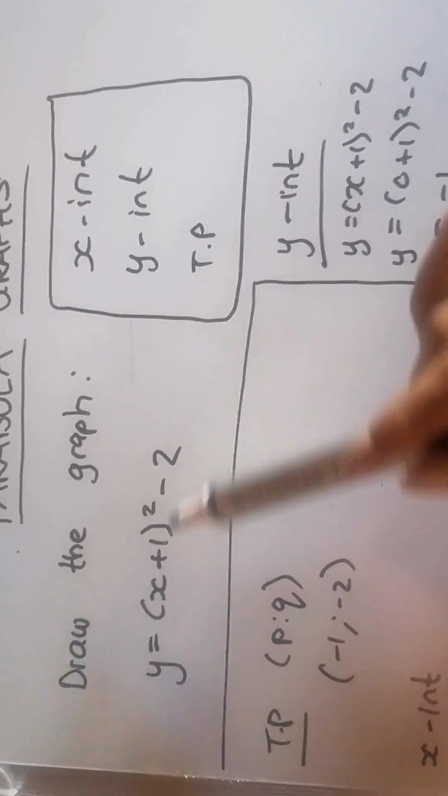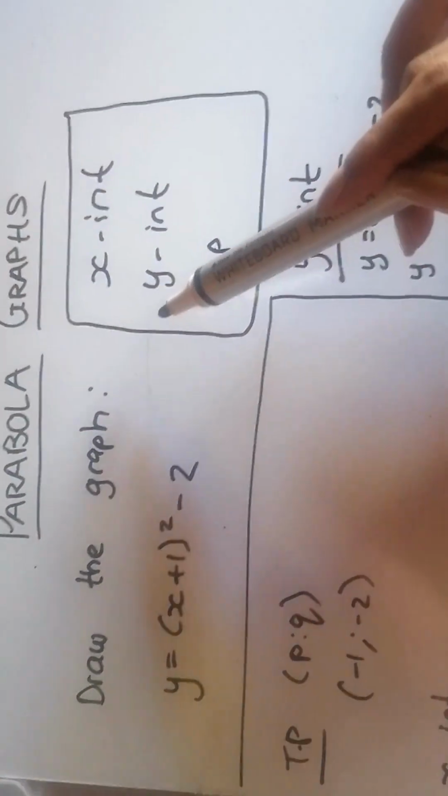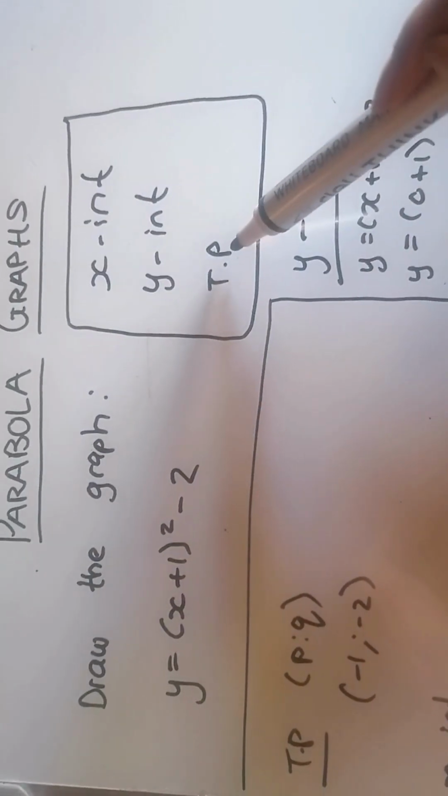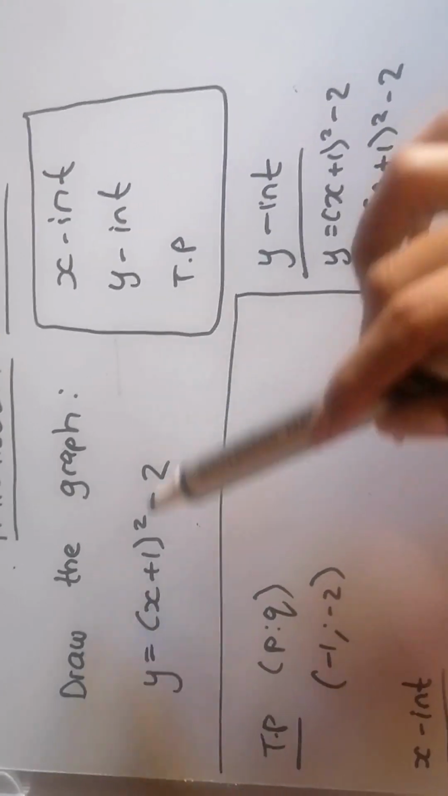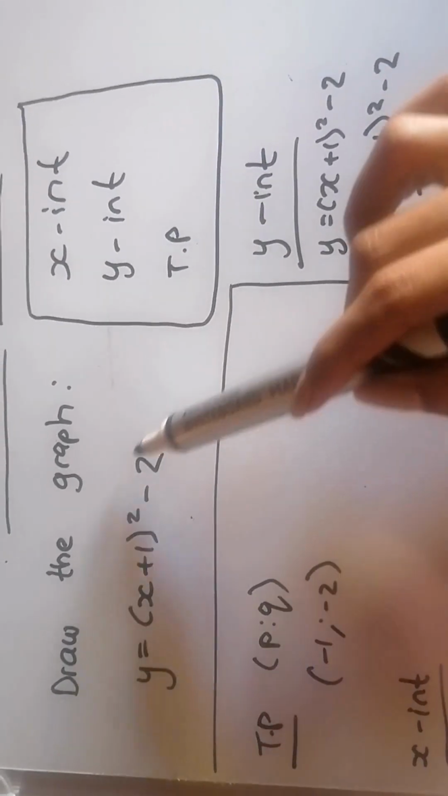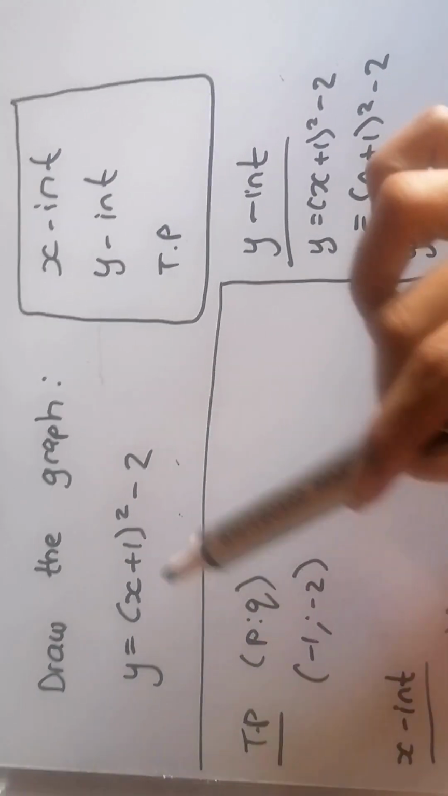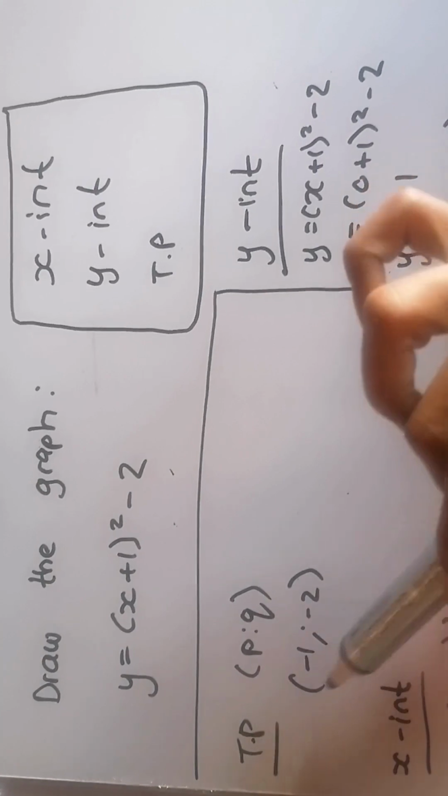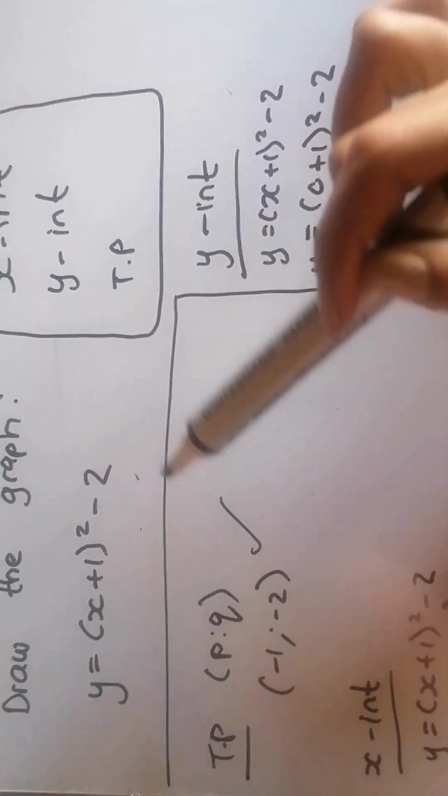So there's 3 things you need to find when you need to draw a parabola graph: x-intercept, y-intercept, and turning point. Now, remember, your turning point is already given in this equation. You just need to fill it in. Opposite sign of this, and then just copy this down. So your turning point will be minus 1, because you flip the sign for your x value, and then minus 2 for your y value. All right, so our turning point we have.